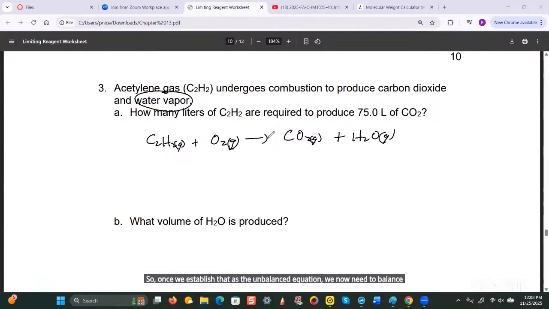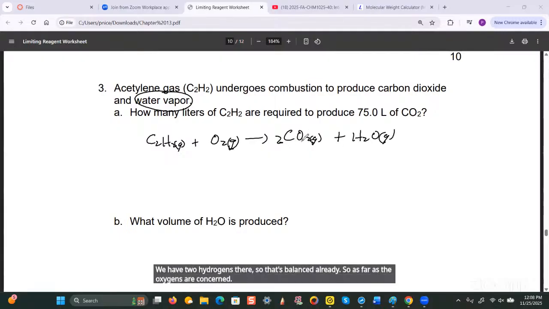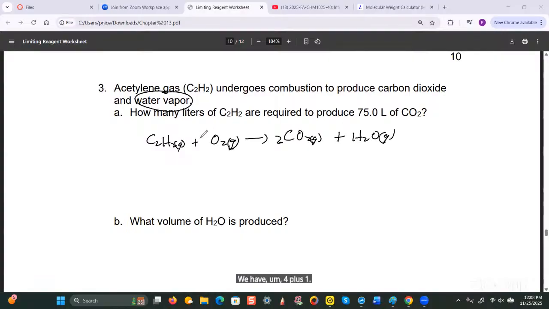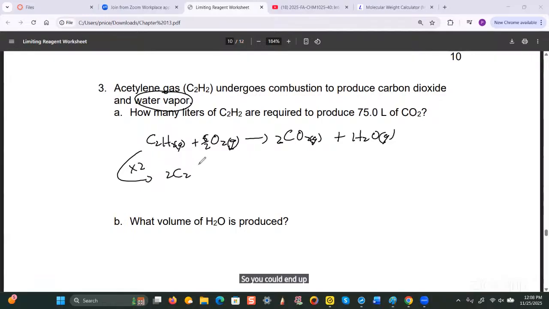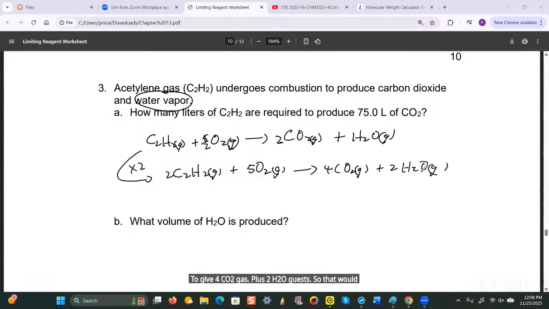So how do we balance it? Well, you have 2 carbons here, so we'll put the 2 here. We have 2 hydrogens here, so that's balanced already. As far as the oxygens are concerned, we have 4 plus 1, 5 oxygens. So I'm going to put 5 over 2 here. And then what I'm going to do is multiply everything by 2. So you're going to end up with 2 C2H2 gas plus 5 O2 gas to give 4 CO2 gas plus 2 H2O gas. So that would be the balanced equation.